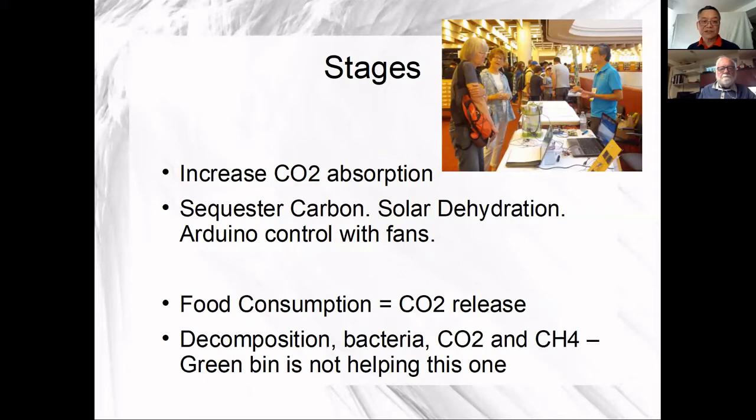So the next stage would be sequestering that carbon dioxide. So you absorb it. My idea is to do solar dehydration. So create dehydrators where the Arduino is controlling the fans and the temperature. You would take the organic material and sequester it into what I would consider fuel blocks. So you maybe put some sort of additives in so that you could burn them later.